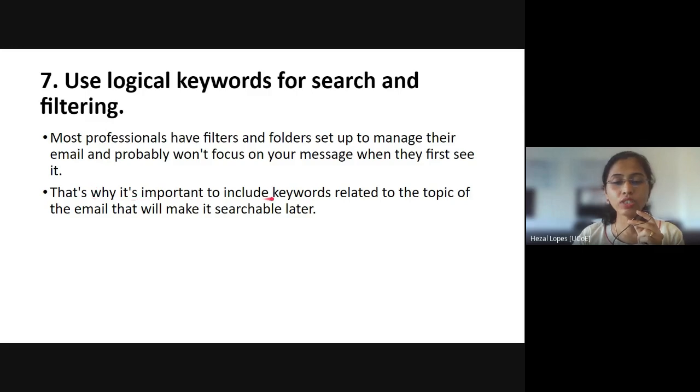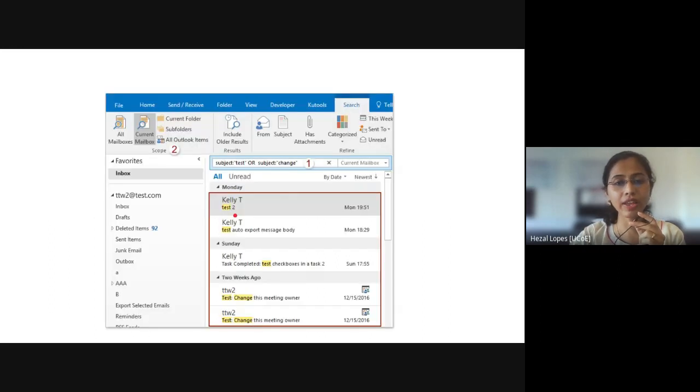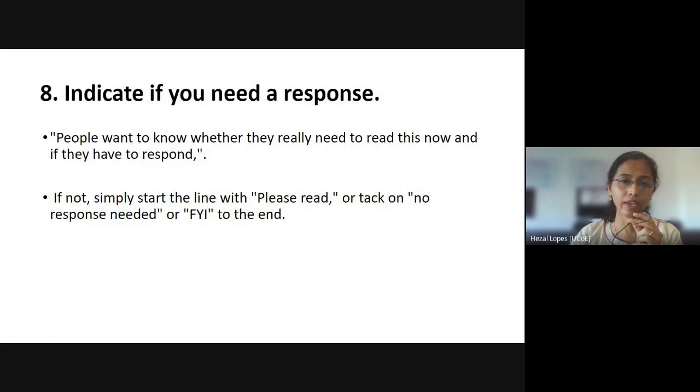That's why it's important to include keywords related to the topic of the email, and that will make it searchable later. Let me take one example. Suppose I want to find a report on taste. I just have to type "taste" in the search bar, and I will get all the reports related to taste. So make sure you write a proper keyword in the subject line, because in future, if I want to refer to it, I should get my email quickly, right?